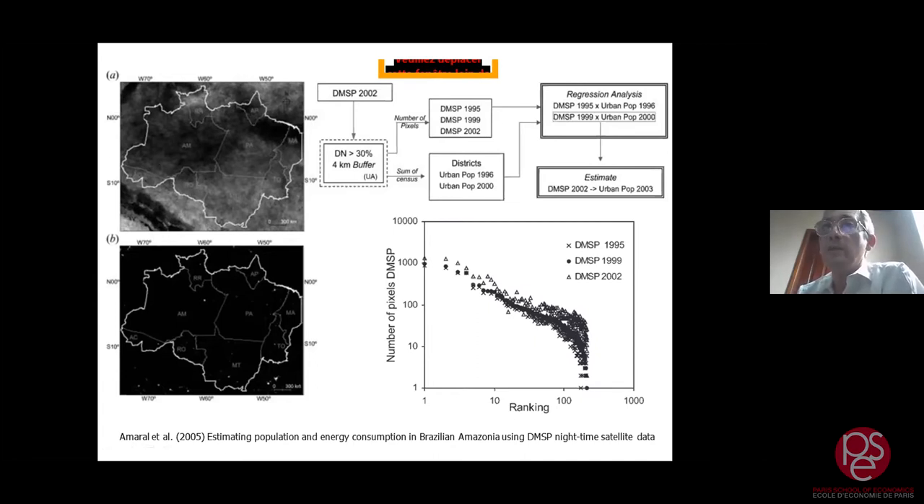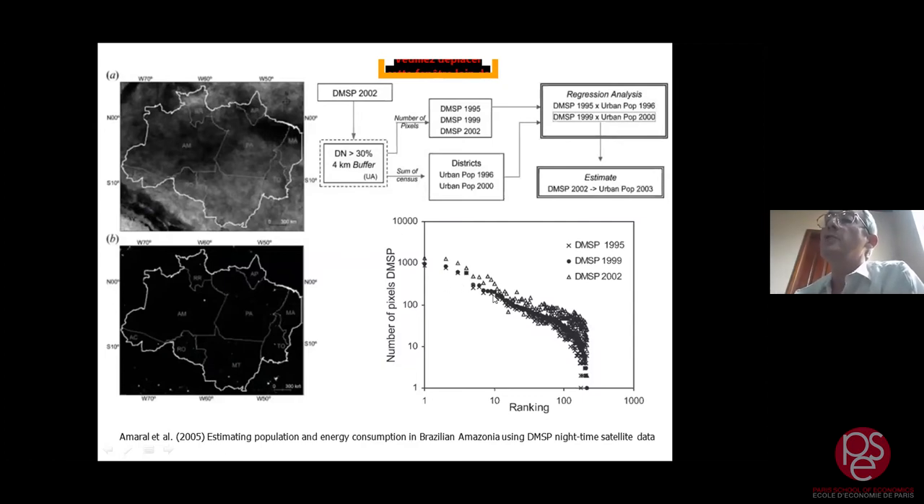the number of bright pixels was higher than the threshold within the series of cloud-free images. So in this study, these people did something interesting. They calibrated their model based on two dates: the night light images of two years, 95 and 99, and they calibrated with some population density information, not exactly the same date, but almost the same date, 96 and 2000. And based on the model that they established, they tried to validate their method using another date, a third date.